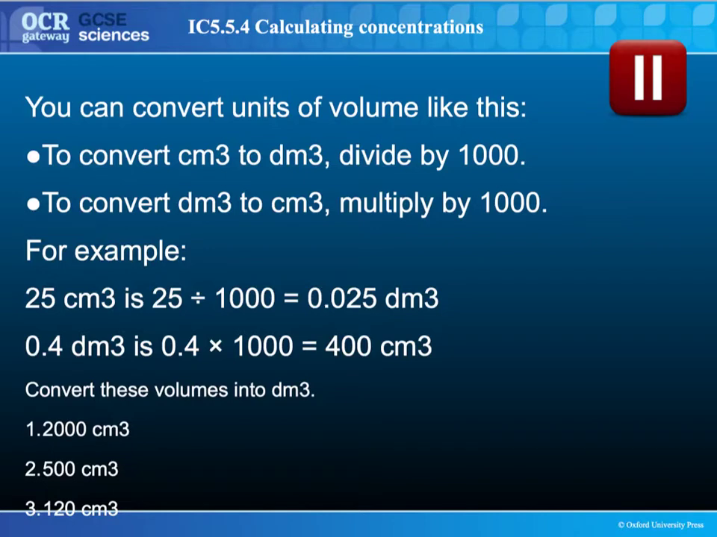For all of these you need to convert into dm3, which is litres, so you need to divide by 1000. 2000 divided by 1000 gives you 2 dm3. 500 divided by 1000 is 0.5 dm3, and 120 divided by 1000 is 0.12 dm3. This step is one that people often forget, and is a nice easy mark when you're given any sort of calculations involving concentration or involving moles.